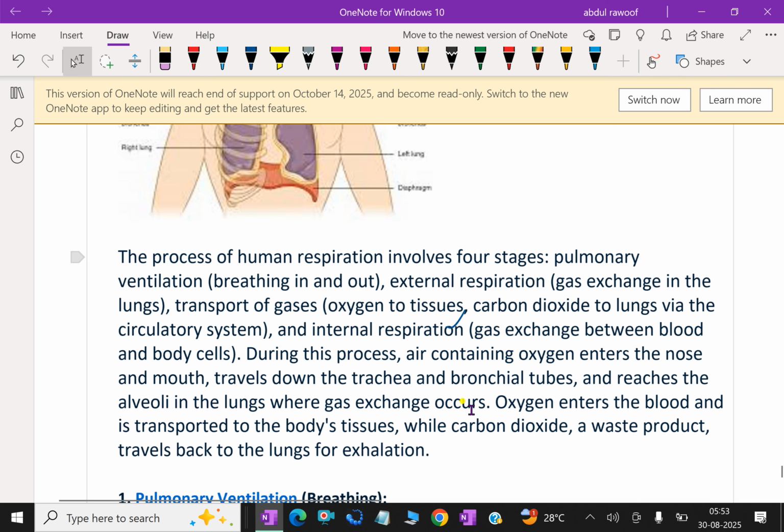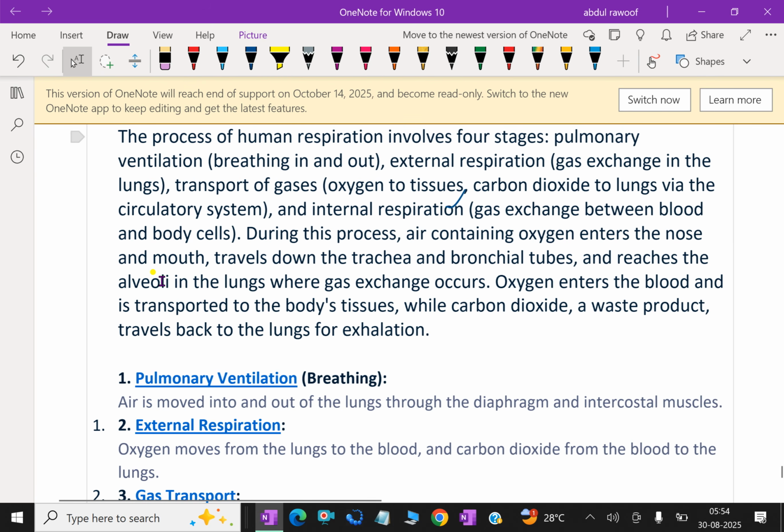During this process, air containing oxygen enters the nose and mouth, travels down the trachea and bronchial tubes, and reaches the alveoli in the lungs where gas exchange occurs. Oxygen enters the blood and is transported to the body's tissues, while carbon dioxide, a waste product, travels back to the lungs for exhalation.